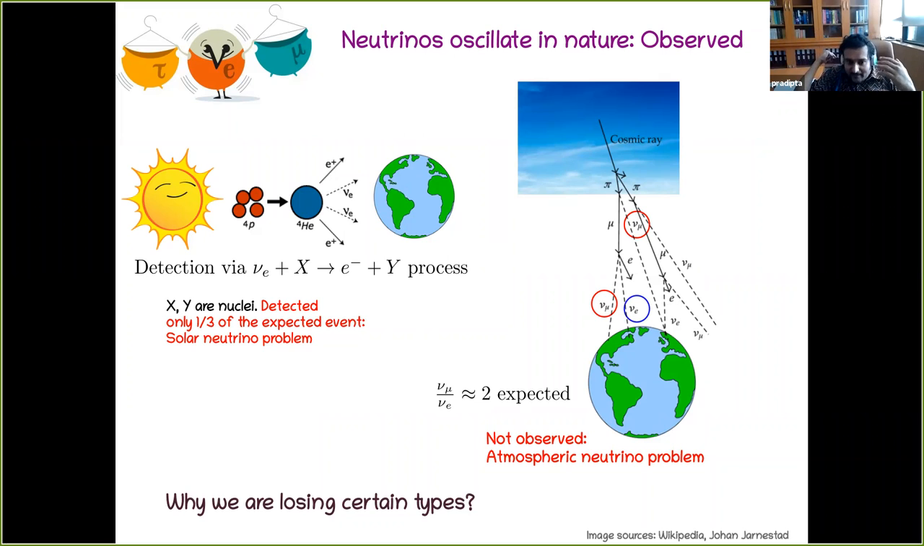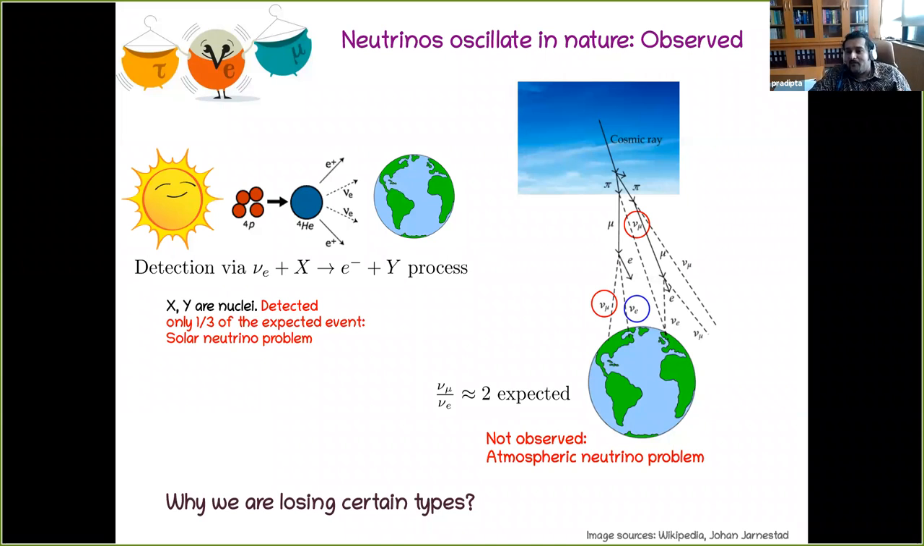Now it turns out that this is precisely how they're interacting. They come to the Earth, they interact with some nuclei, and this is going to give you some electron and either converted nuclei or recoiling nuclei, whatever. And I'm going to detect this electron. So if I can measure their energy and everything, then I can actually have information about those electron type neutrinos.